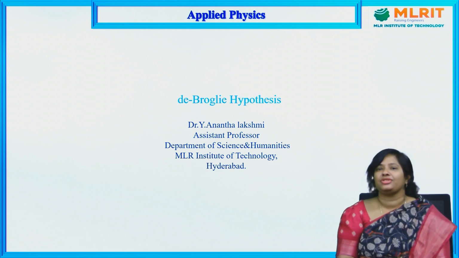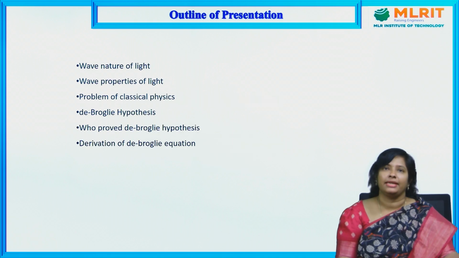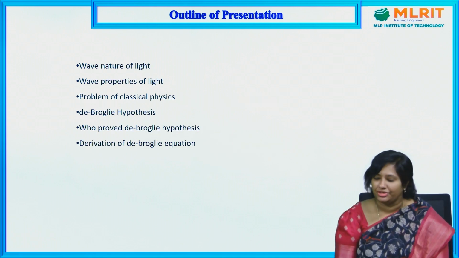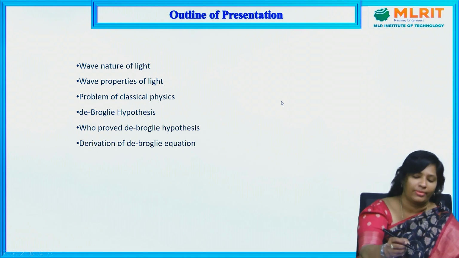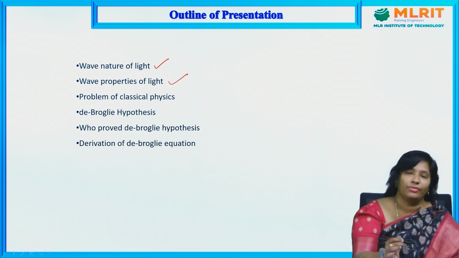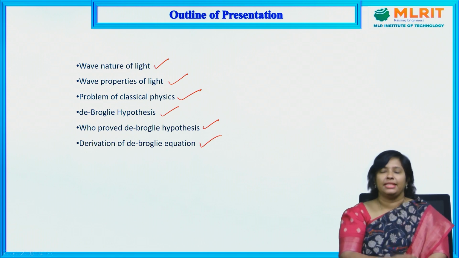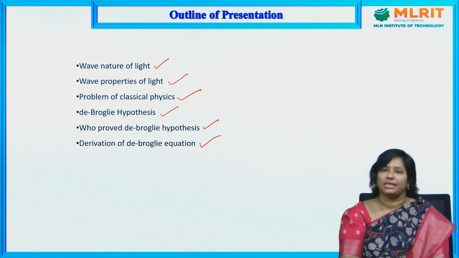Today in this session, we are going to discuss the de Broglie hypothesis. Firstly, let us go with our outline of the presentation. Today, we are going to discuss the wave nature of light, wave properties of light, problem of classical physics, de Broglie hypothesis, who proved the de Broglie hypothesis, and the derivation of the de Broglie equation. These are the things we are going to discuss in this session.